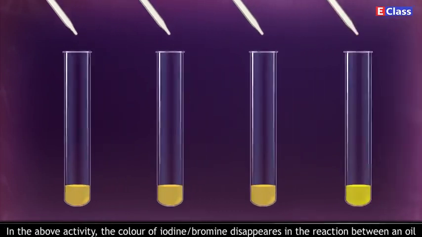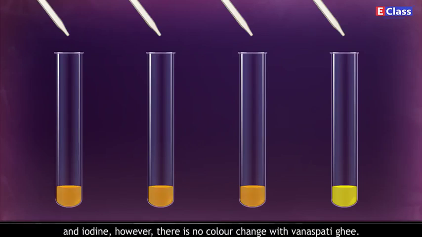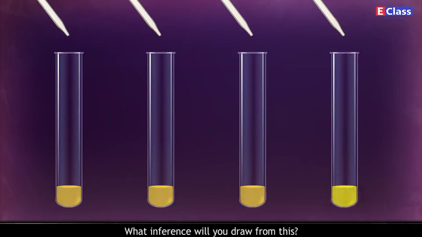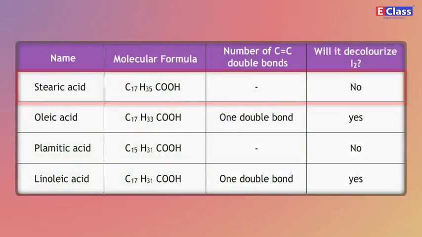In the above activity, the color of iodine or bromine disappears in the reaction between an oil and iodine. However, there is no color change with Vanaspati ghee. What inference will you draw from this? Which of the substances contain a multiple bond?